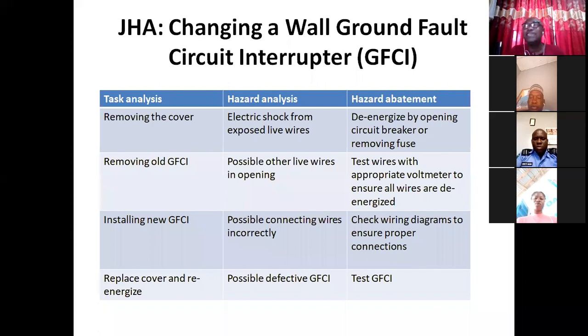So let's give an example of how to recognize a hazard, how to evaluate it, and how to control it. And there is a term called job hazard analysis, JHA. Job hazard analysis. Every job has its hazard. Every job has its effect. So how do you control the effect of a job?